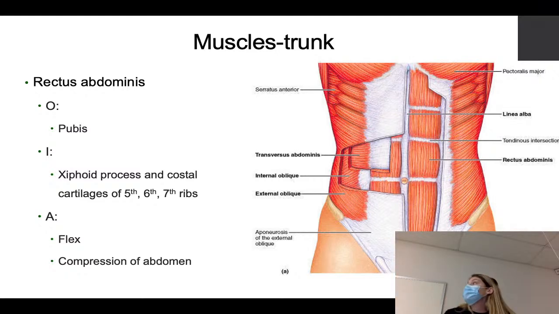The action is going to be trunk flexion, which would be, again, remember, curling down, touching your toes. Also, compression of the abdomen. That means if you were going to tighten up your core, suck your belly button to your spine, that is compression of the abdomen, holding in tight.